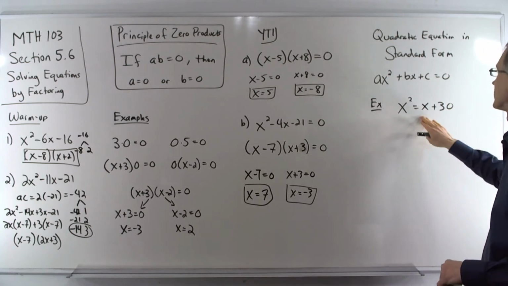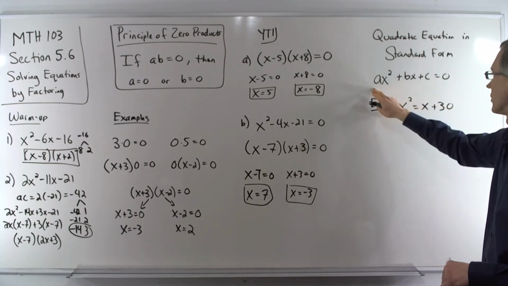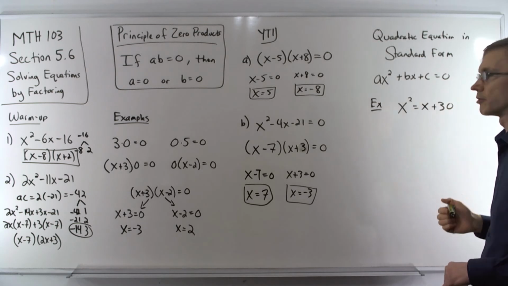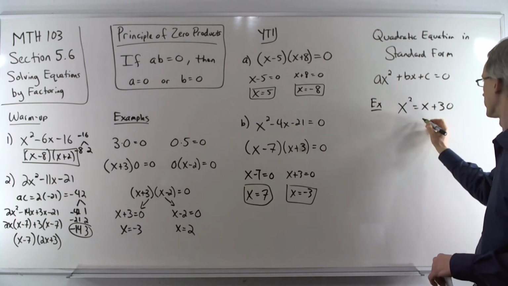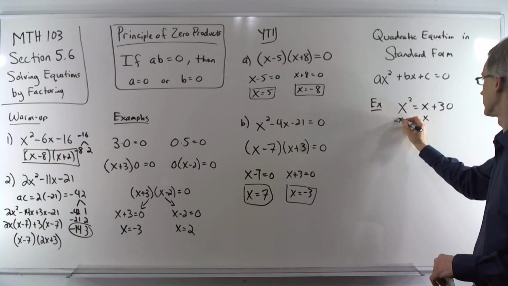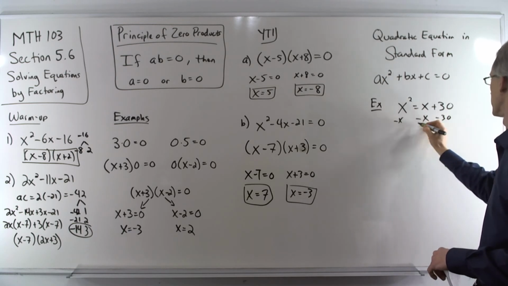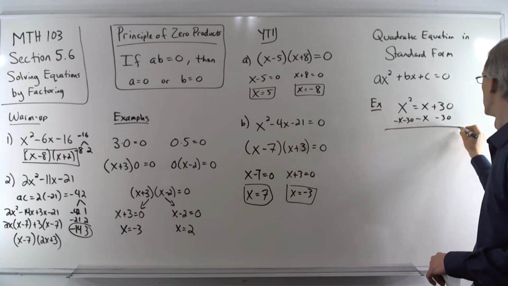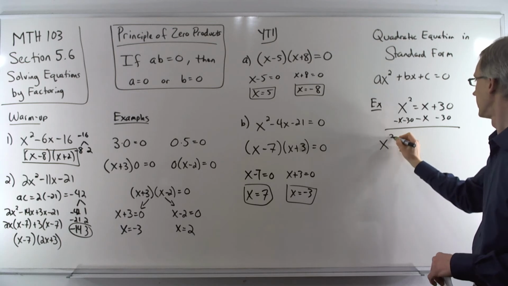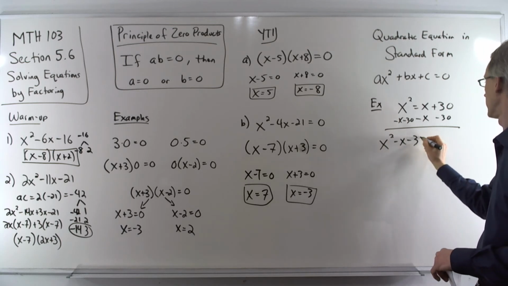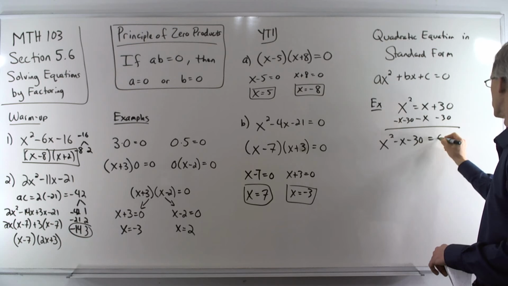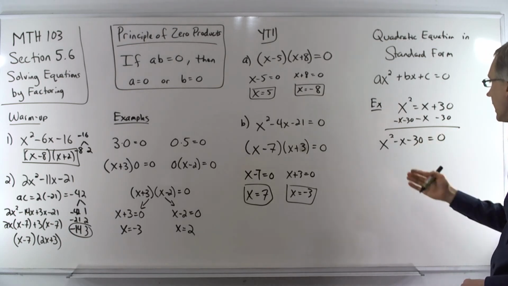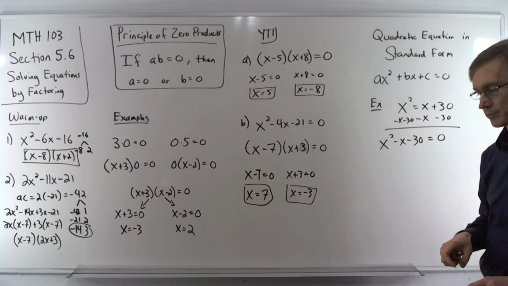We want to get this in standard form, where all the terms are on one side of the equation and it's set equal to 0. What we can do here is subtract x from both sides of the equation and subtract 30 from both sides. So what do we get? We get x squared minus x minus 30, and these all cancel, so we get 0 on the right-hand side. And now we have an equation in standard form.